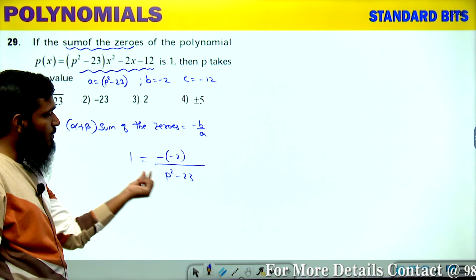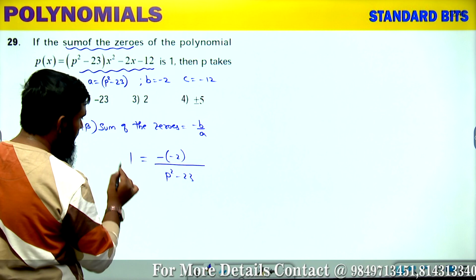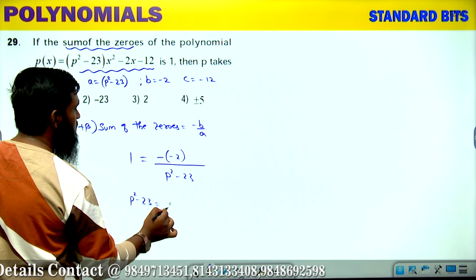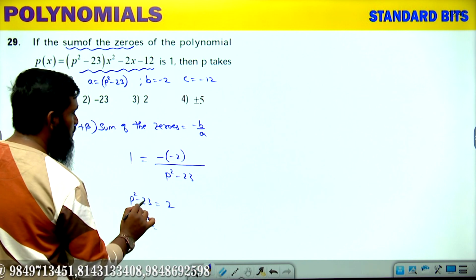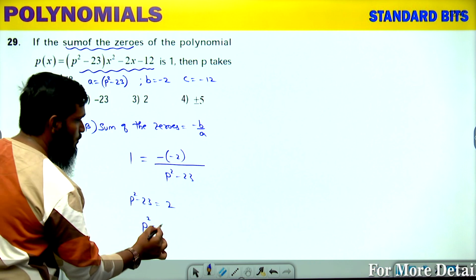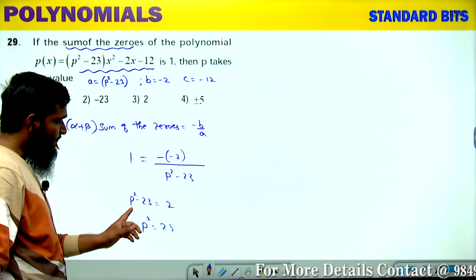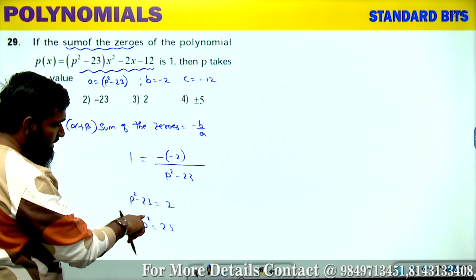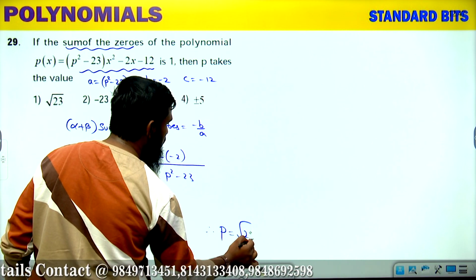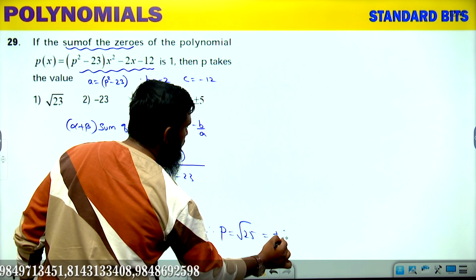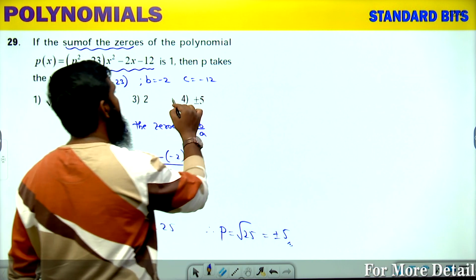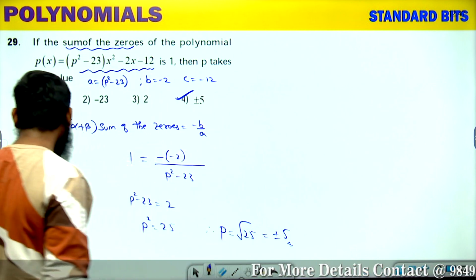Now let us send this p square minus 23 over here, it will become 1, meaning p square minus 23 only, is equal to minus into minus plus 2. So p square is equal to minus 23, we send it over there, it will become plus 23. 23 plus 2 means we can write 25 here. Now p square is equal to 25. If you send this square to the other side, p is equal to under root of 25, which is equal to plus or minus 5. What is the answer we are getting here? Plus or minus 5, so let us go with option number 4.